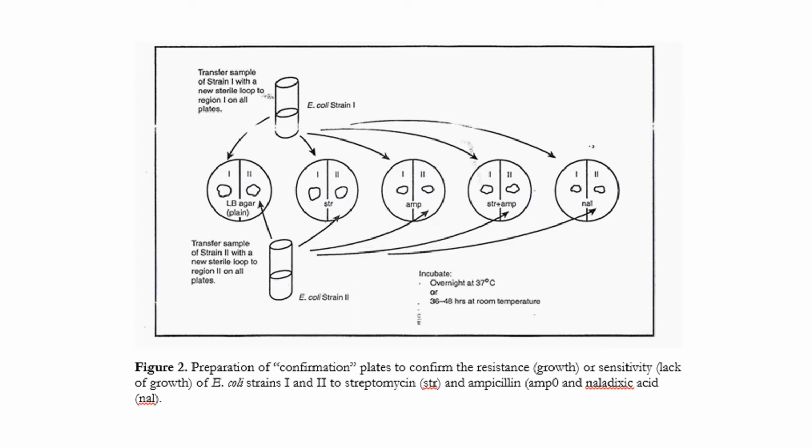Plate 2 has the antibiotic streptomycin infused in its agar. Plate 3 has the antibiotic ampicillin, while plate 4 has a mixture of both antibiotics, strep and amp, and plate 5 has nalidixic acid. Each plate is then divided into 2 regions, 1 and 2. Region 1 is inoculated with bacterial strain 1, while region 2 is inoculated with bacterial strain 2. This exercise confirms resistance or sensitivity of these strains to the antibiotics.